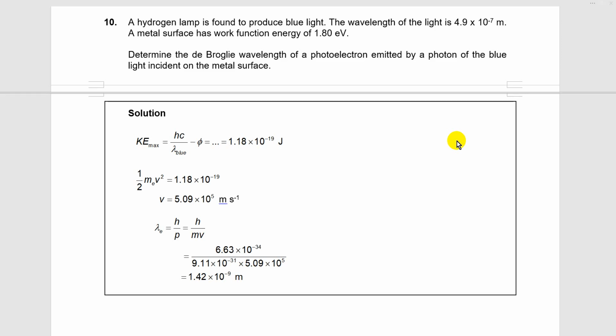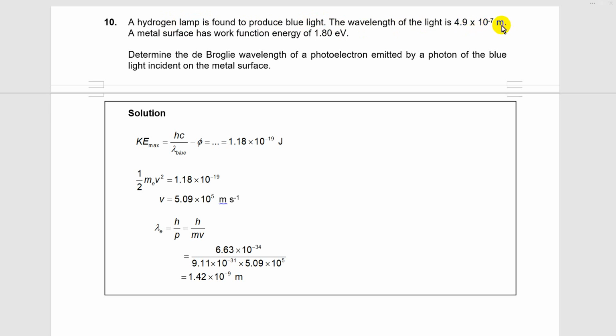Okay, Quantum 1 tutorial question number 10. We have a hydrogen lamp. This is a lamp that contains hydrogen inside, and when the hydrogen gas is heated up inside the lamp, it will emit light. In this case, the hydrogen lamp, when it's heated up, is found to emit blue light. So there are a lot of photons of blue light. The wavelength of this blue light is 4.9 times 10 to the minus 7 meters.